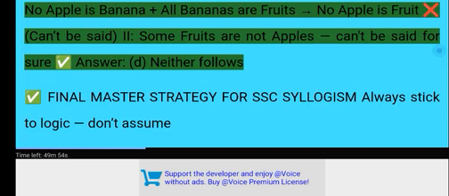Solution. No apple is banana plus all bananas are fruits → no apple is fruit, cross mark, can't be said. 2. Some fruits are not apples, can't be said for sure. Checkmark, answer: D, neither follows.